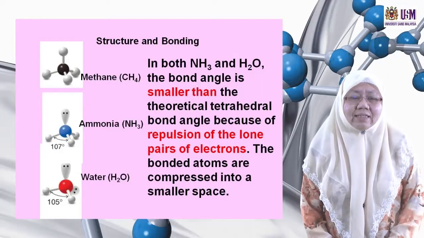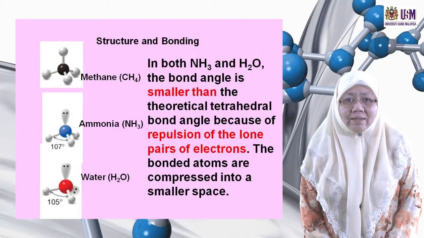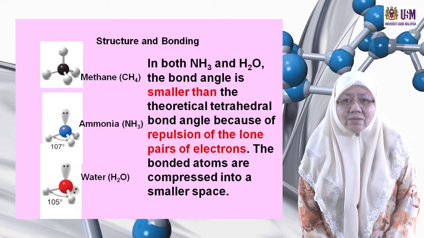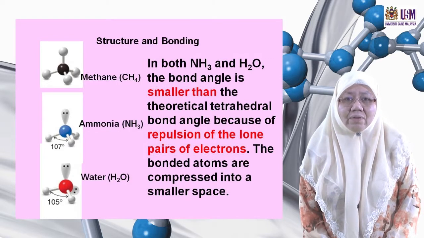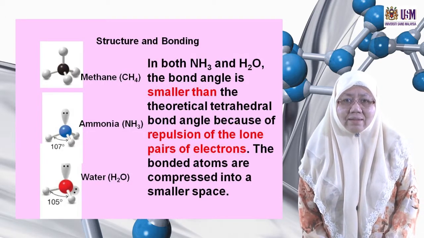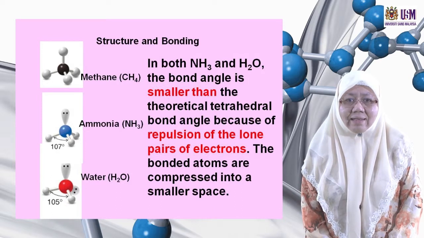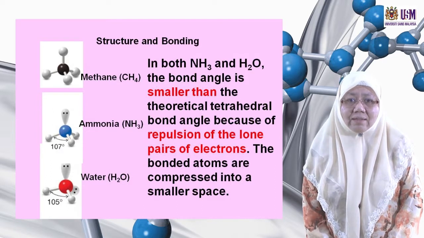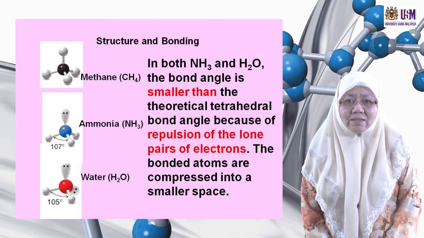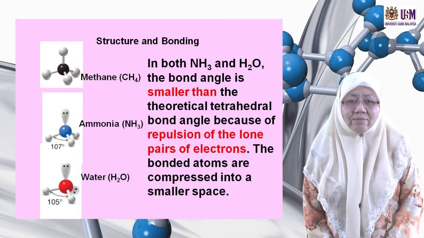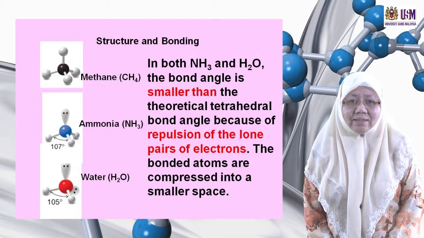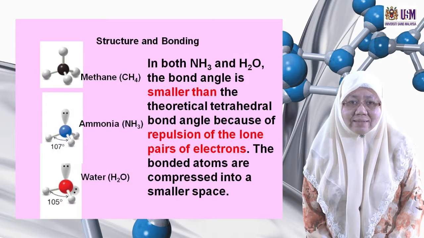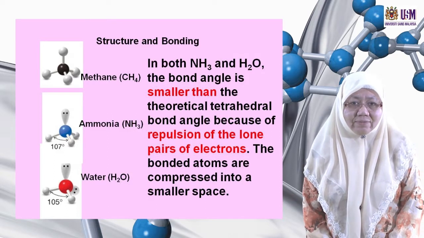To summarize what we have discussed before, you can see now methane and ammonia and water all have the same arrangement of electrons. In both ammonia and water, the bond angle is smaller than the theoretical tetrahedral bond angle as in methane because of the repulsion of the lone pair of electrons. The bonded atoms are compressed into a smaller space. The bond angle for ammonia, which is the hydrogen-nitrogen bond, has become 107 degrees. Whereas in water, because there are two lone pairs, the bond angle is now 105 degrees.